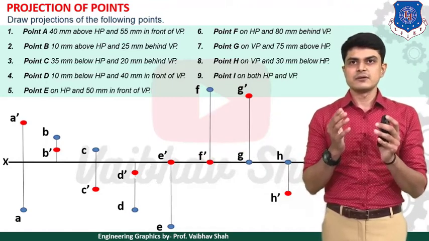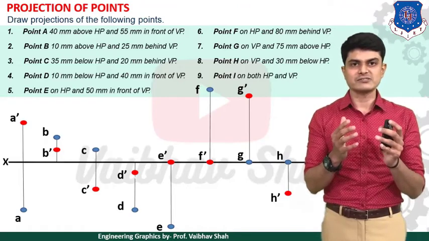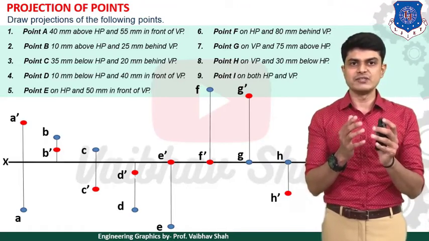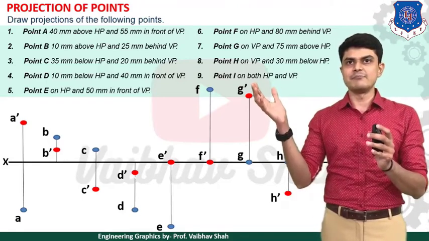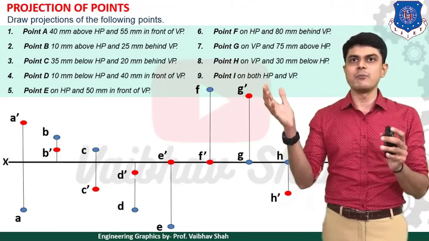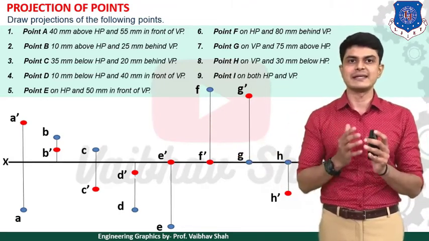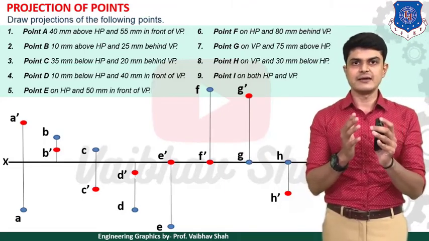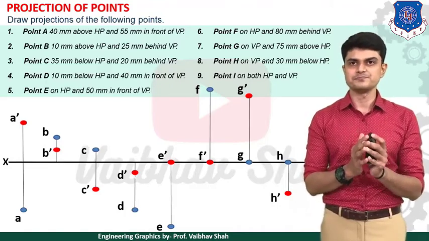Then after, it is 20 mm behind VP. So behind means what? Above XY line is our answer from the table. So we need to draw point C without any dash above XY line. So here point C, 20 mm behind VP, that means 20 mm above XY line. So we need to draw point C, which is 20 mm above XY line in this case. Very easy. You need to darken the points, and all else lines should be as light as possible.